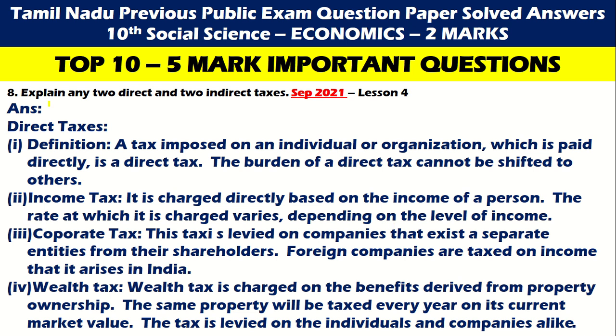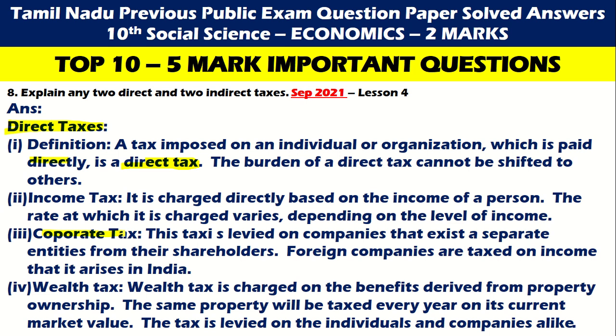Next one, explain any two direct and two indirect taxes. Direct taxes: a tax imposed on an individual or organization which is paid directly is a direct tax. The burden of the tax cannot be shifted to others. Income tax is charged directly based on the income of a person. The rate at which it is charged varies depending on the level of income.